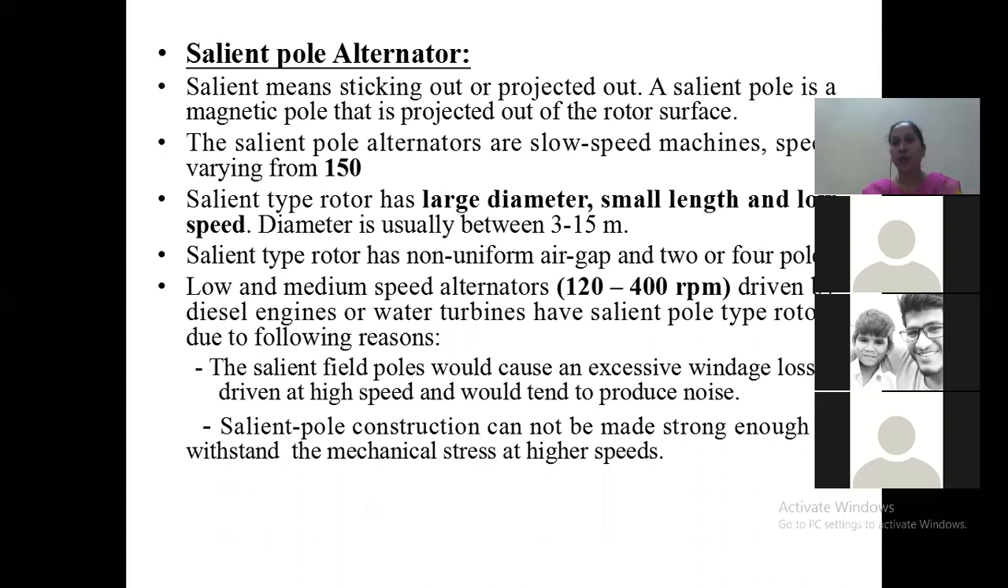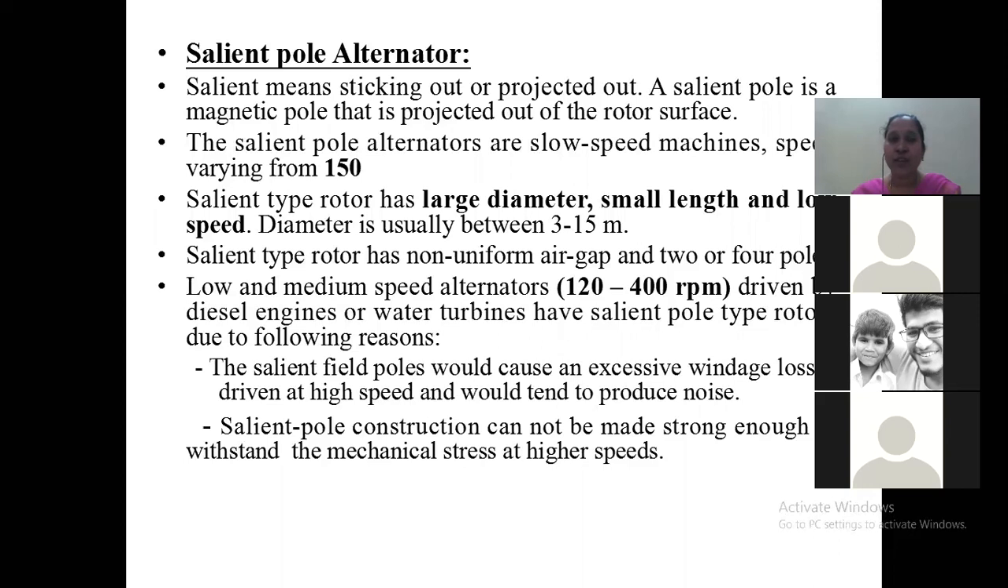Coming to the salient pole type alternator, salient poles means sticking out or projected out. The salient pole is a magnetic pole that is projected out of the rotor surface. The salient pole alternators are slow speed machines.